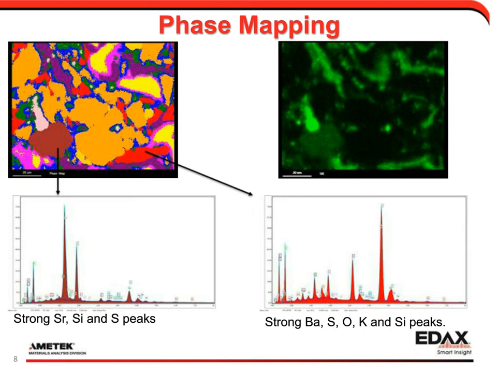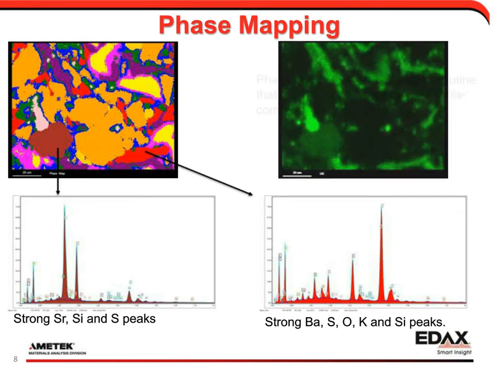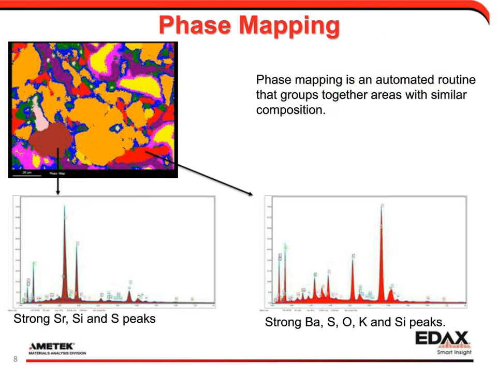So the essence of it is that phase mapping is an automated routine that groups together areas with similar composition. It doesn't go in and look at all the different elemental maps and try to match them up. It simply groups the different pixels based on what elements we have in there, and how the spectra look.